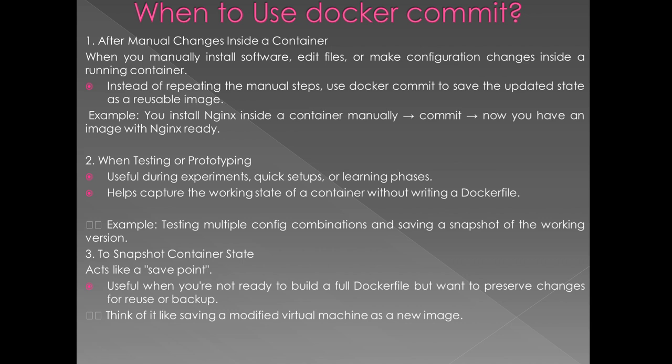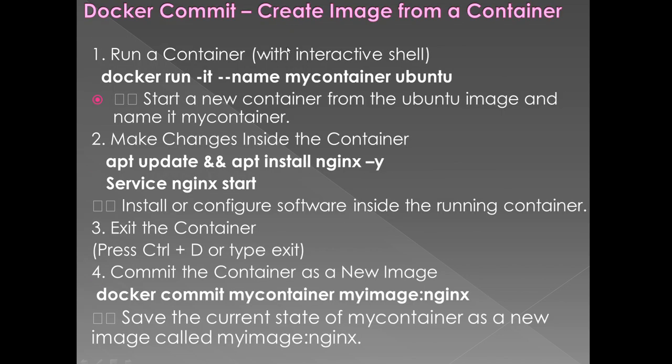When to use Docker commit? After manual changes inside a container. When you manually install software, edit files or make configuration changes inside a running container, instead of repeating the manual steps, use Docker commit to save the updated state as a reusable image. Example: install Nginx inside a container manually, commit. Now you have an image with Nginx ready. When testing or prototyping, it is useful during experiments, quick setups or learning phases, to capture the working state of a container without writing a Dockerfile. These are the commands I will show you practically.